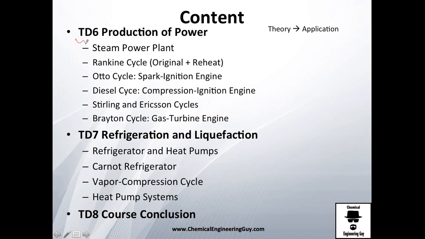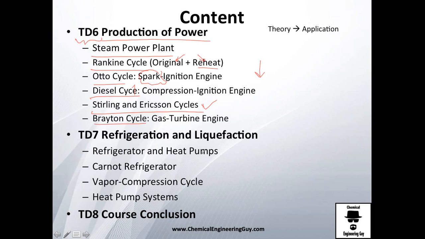And once we know a lot of theoretical concepts, we can actually start applying them to production plants. For example, the steam power plant, the Rankine cycle, the regular cycle, or including the reheat cycle, the Otto cycle, which is the one with the spark ignition engine, the diesel cycle, which you probably know because it is in a lot of motors or engines right now, the Stirling and Ericsson cycles, a little bit of overview on those, and the Brayton cycle.